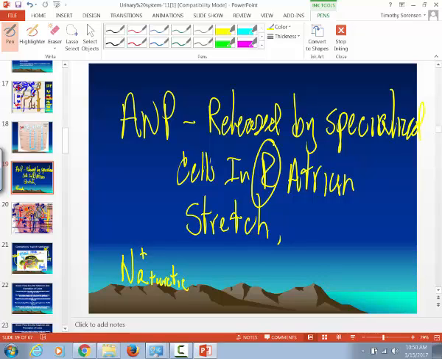Atrial natriuretic peptide prevents the distal convoluted tubules from reabsorbing sodium back into the blood. Atrial natriuretic peptide is the only hormone in your body that lowers your blood pressure. All the other hormones raise it.